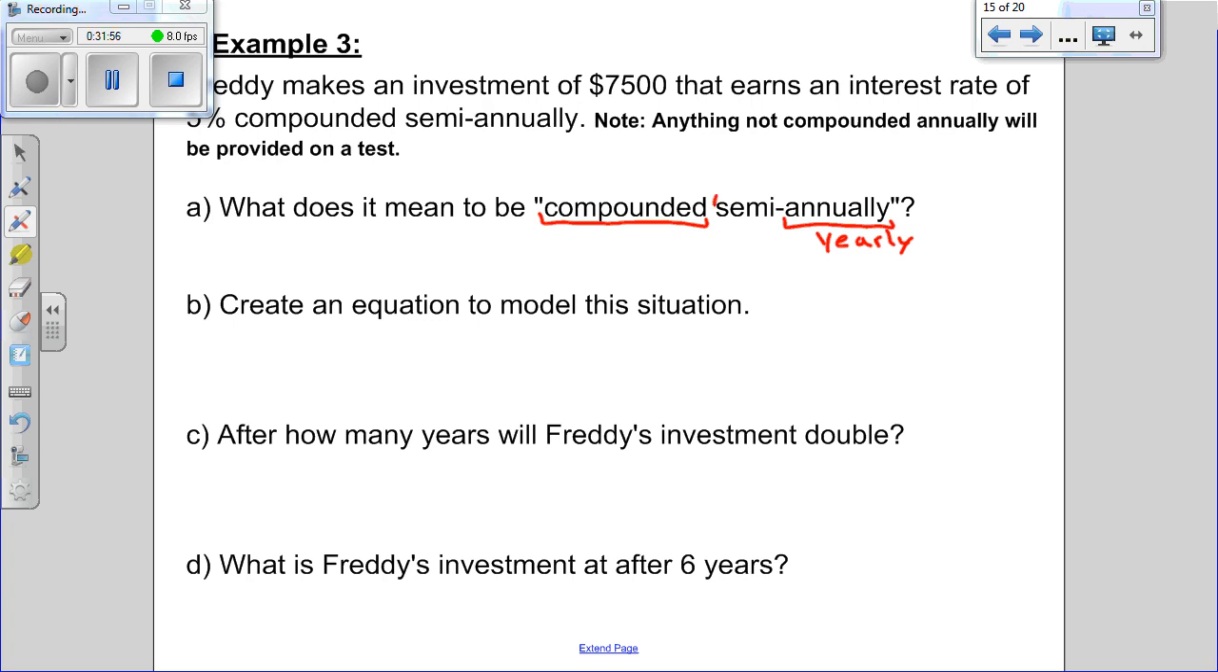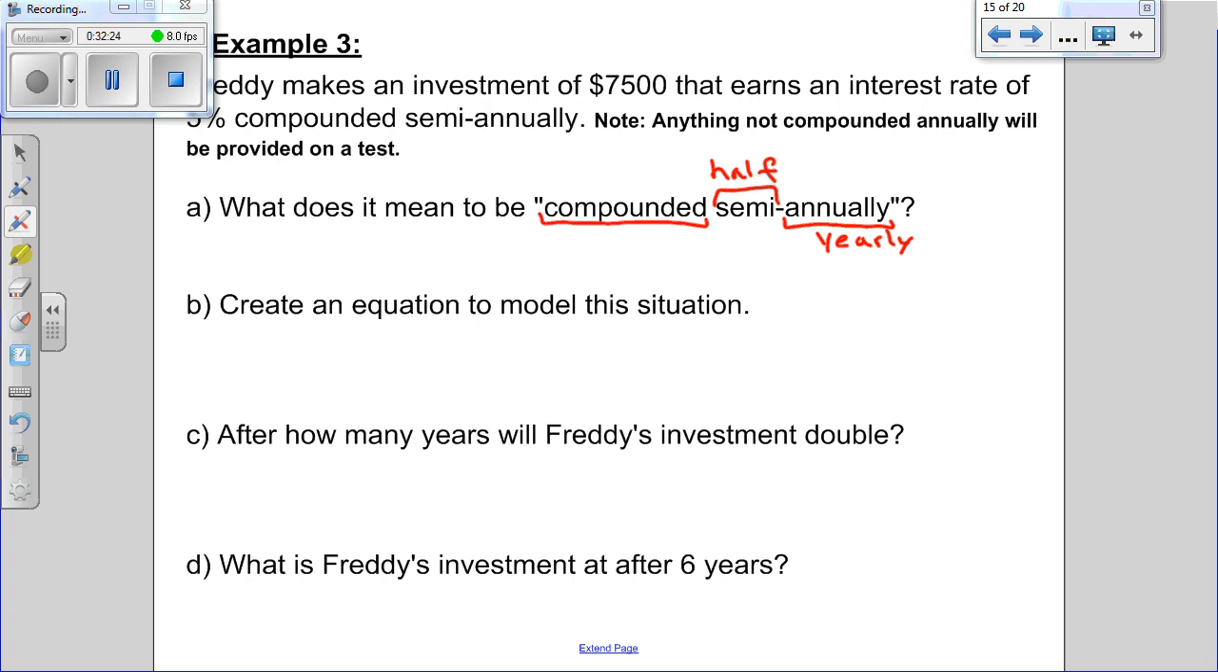Make sense? So if you ever hear something where they're like, we're going to compound it monthly, that means they would calculate it every month. Compounded annually would be calculated every year. Calculated semi-annually would be calculated every half year. If you heard quarterly, that's another one you might hear, that would be every fourth of a year. So that means 4 times a year they'd be calculating your interest and charging you that interest.